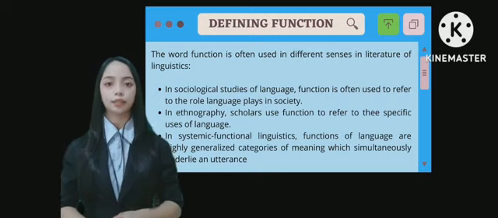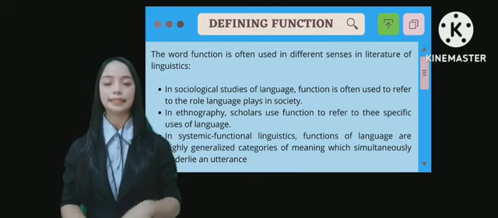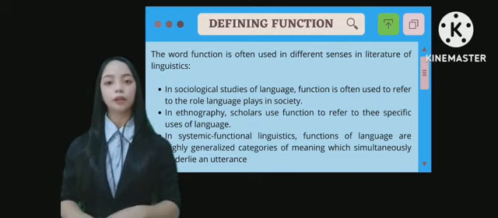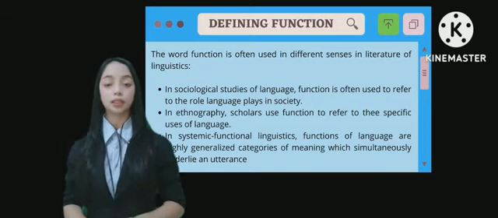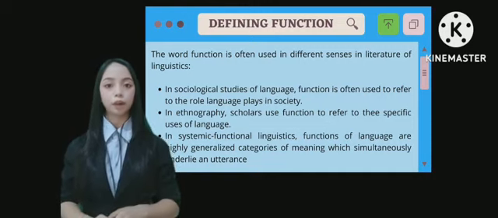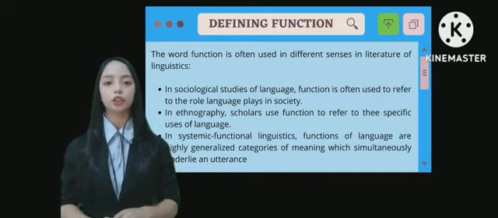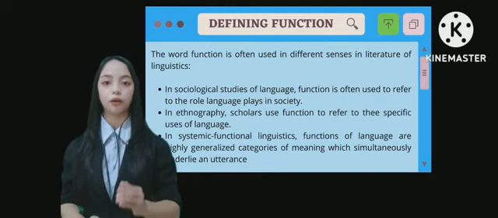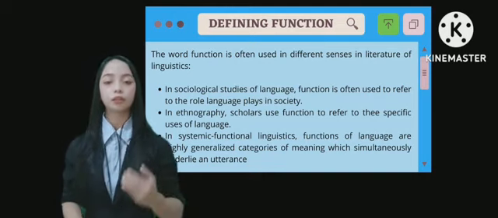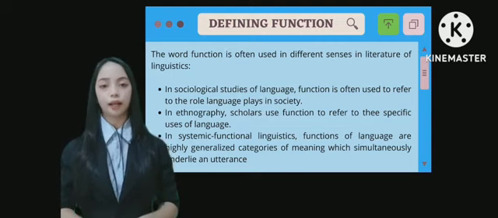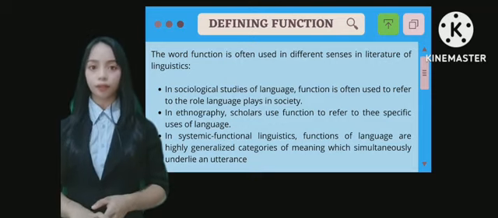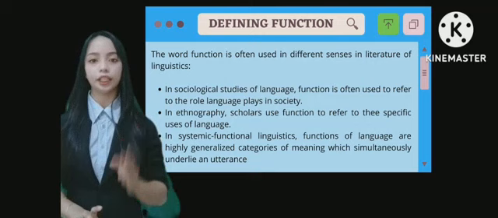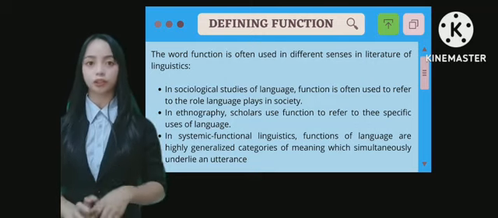The word function is often used in different senses in the literature of linguistics. In sociological studies of language, function is often used to refer to the role language plays in society. In ethnography, scholars use function to refer to three specific uses of language. In systemic functional linguistics, functions of language are highly generalized categories of meaning which simultaneously underlie utterances. A language function explains why someone says something. For example, if you are teaching a class, you will have to use instructions.